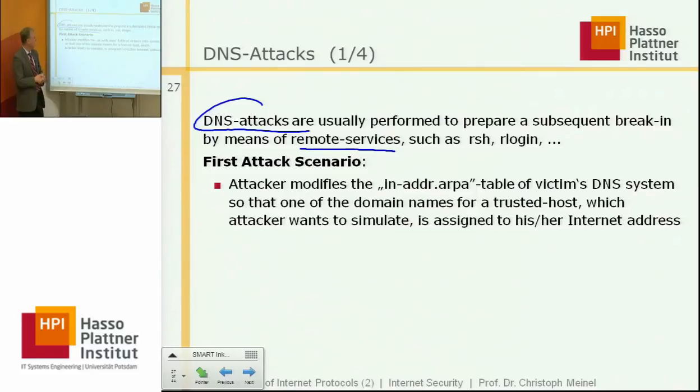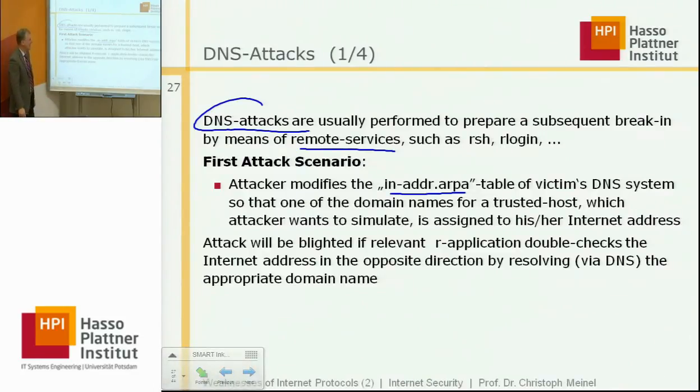So the first attack scenario is that the attacker modifies the victim's domain name system table, the in-addr.arpa table. This is what assigns the domain names to the IP addresses. So that one of the domain names for a trusted host, which the attacker wants to simulate, is assigned to the attacker's IP address. Instead of the domain name of a trusted host being assigned to the right IP address, the table is manipulated so that it shows the attacker's system and his or her internet address.